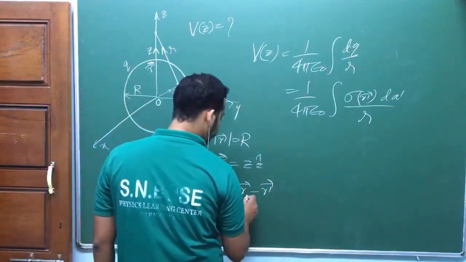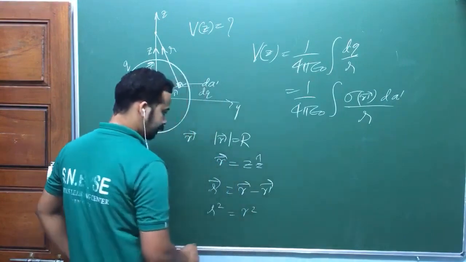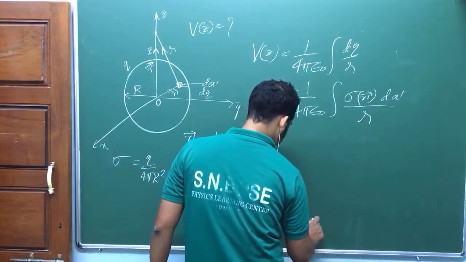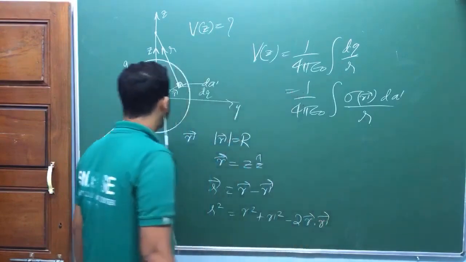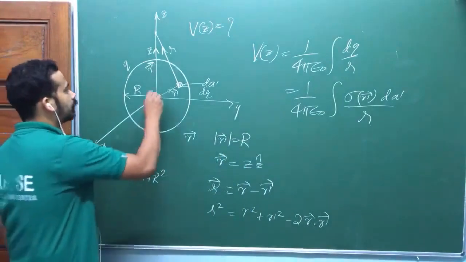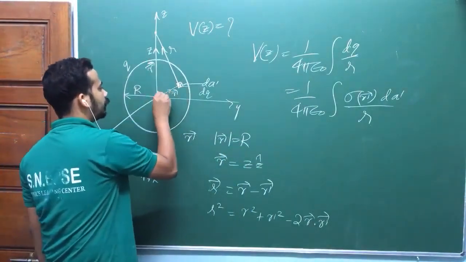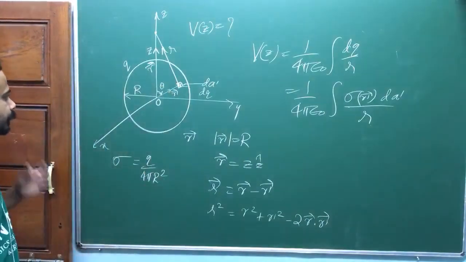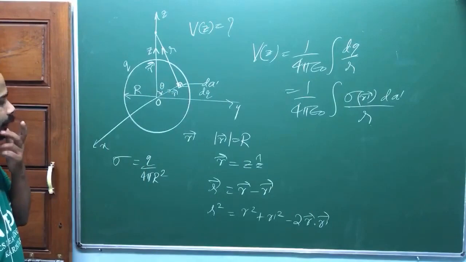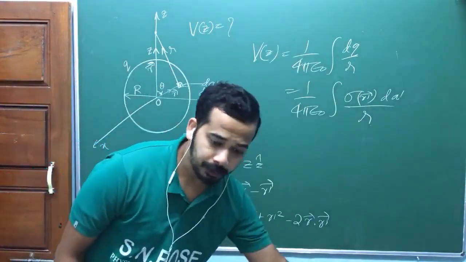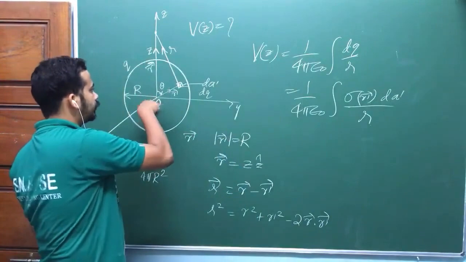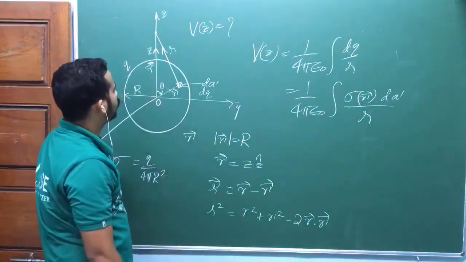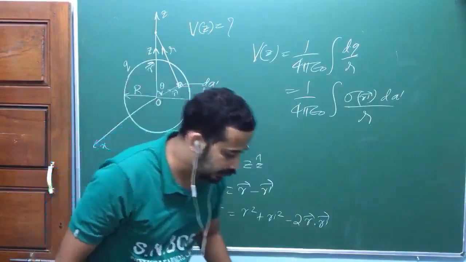That's equal to r square plus r prime square minus 2 r dot r prime. What is r dot r prime? Look here, this is r prime. What is this angle? According to our polar coordinate, that is theta. So go for spherical polar coordinate: this is the radial distance, then this will be theta, the angle with respect to the z axis. You define that as theta, isn't it?